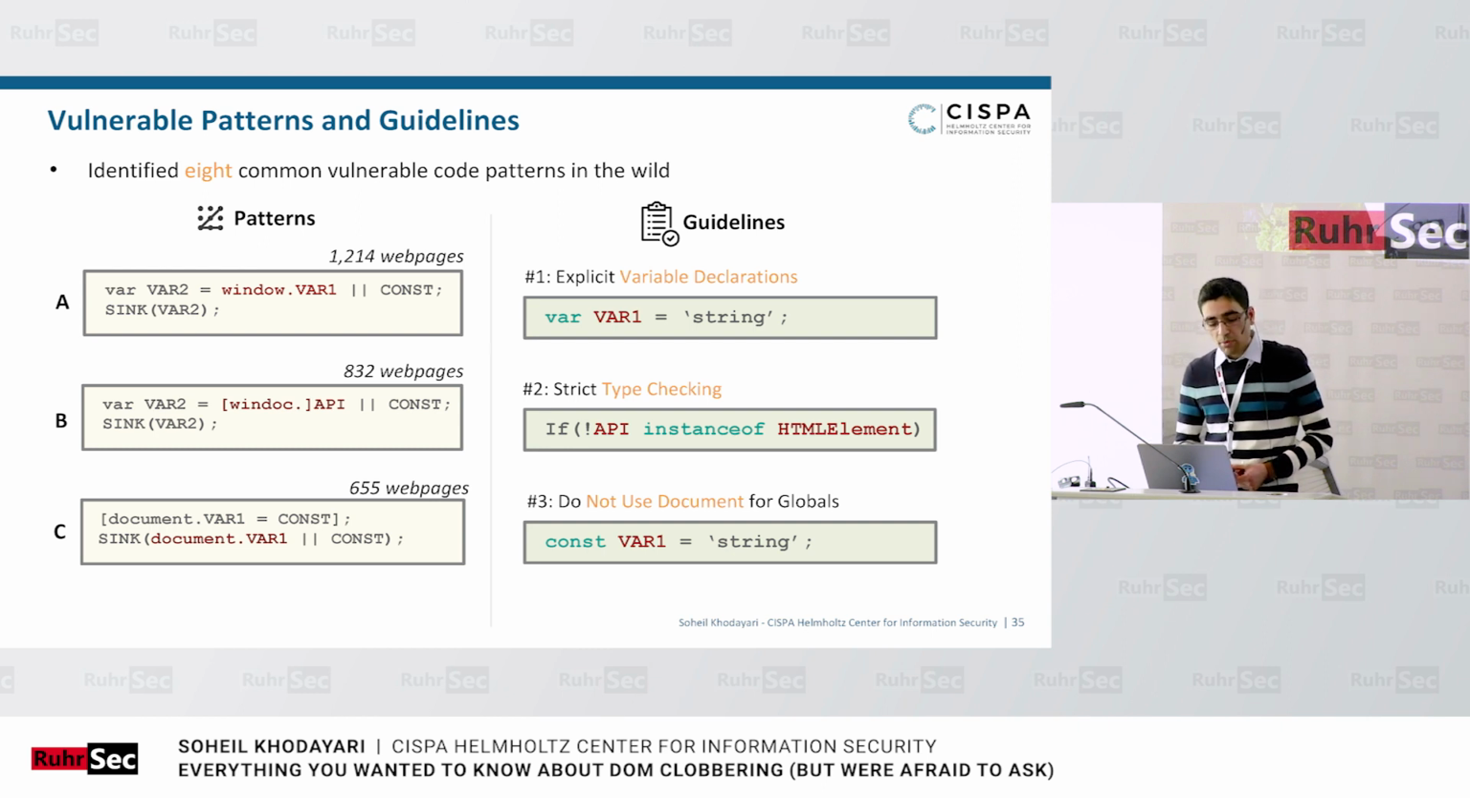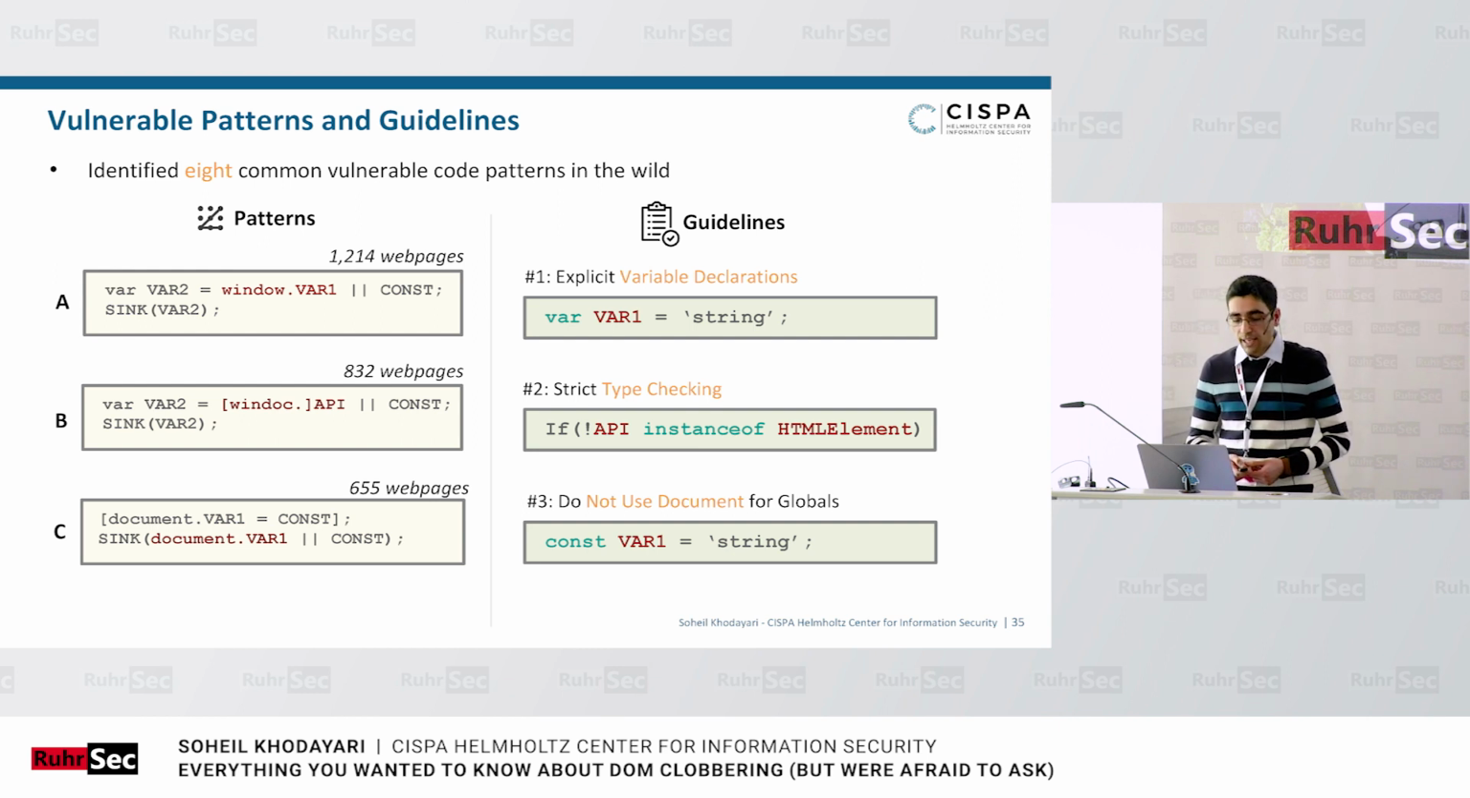In the first example, the developer is accessing a property of window and then putting it in a sink. In the second example, the developer is accessing an API from window or document and then again putting it in a sink. And the third example is actually similar to the first example of DOM clobbering that we saw. The developer assigns something to the document object and later reads from the document object.